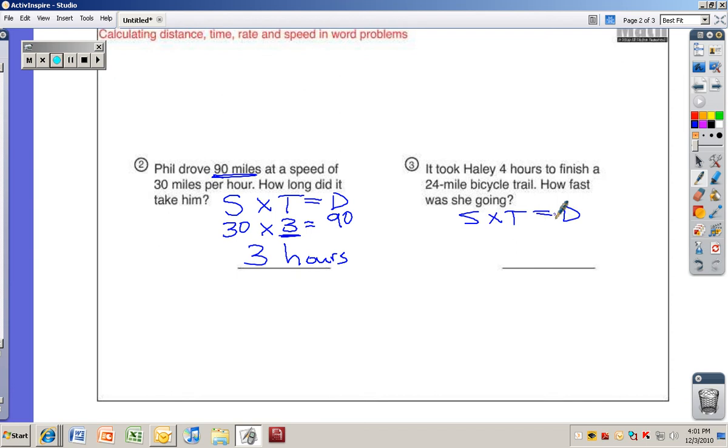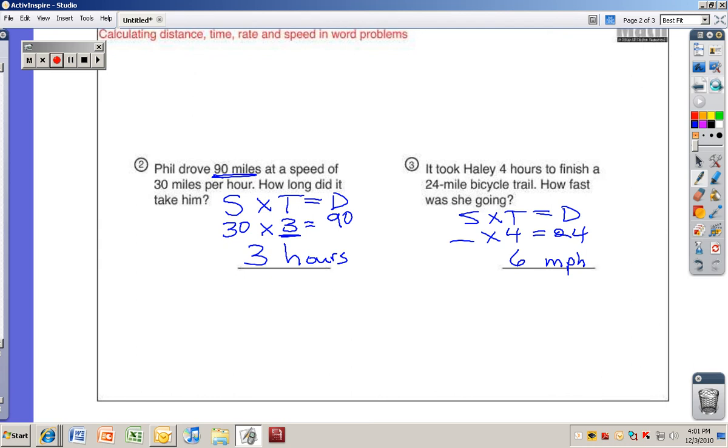Okay, do I know the speed? No. Do I know the time? Yes. What is it? 4 hours. Good. Do I know the distance? 24 miles. Okay. So some number times 4 equals 24. So what's the answer? 6. And what's the question? How fast was she going? 6 what? Miles per hour. Miles per hour, that's the speed.